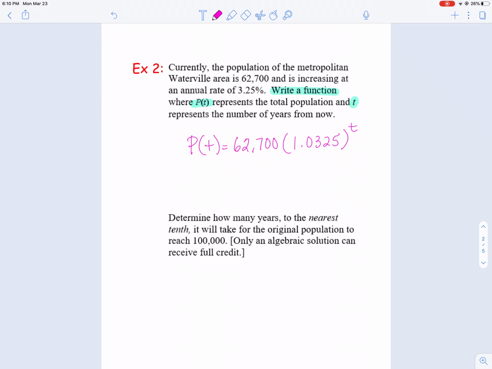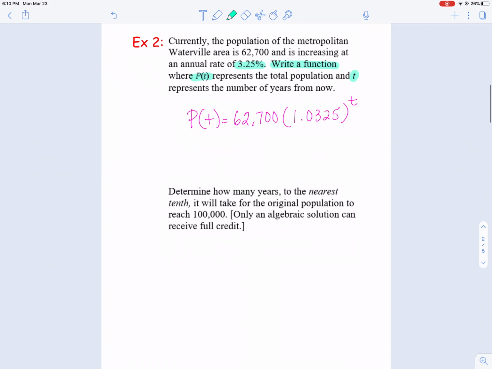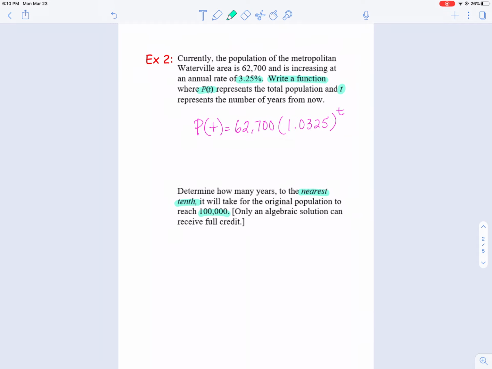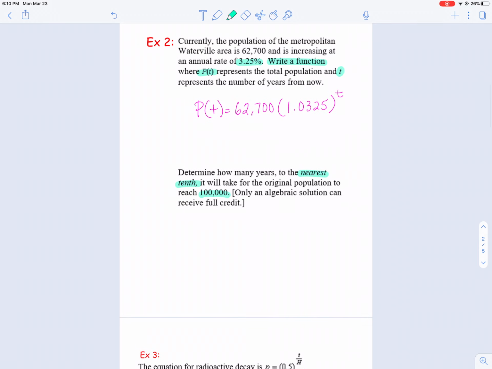Remember, that's a basic growth formula. Don't forget you need 1 plus your rate, and your rate is always turned into a decimal. In the second part, they are asking after how many years, to the nearest tenth, which is important, will it take for the original population to reach 100,000? They say that only an algebraic solution is going to get you full credit. So you have to solve it algebraically with logs.